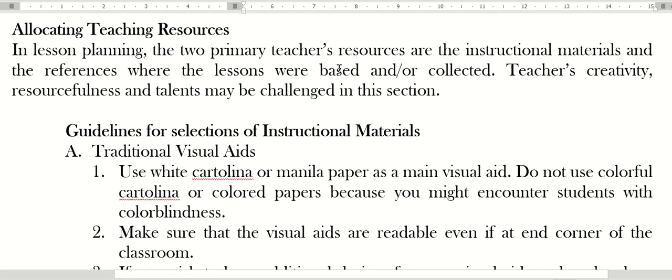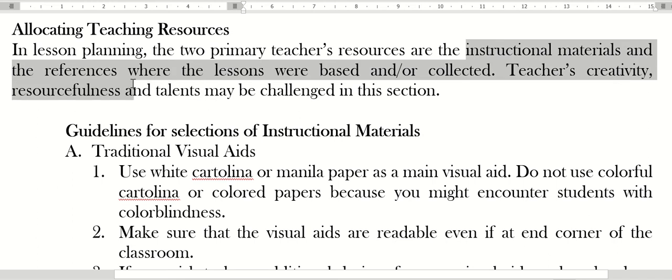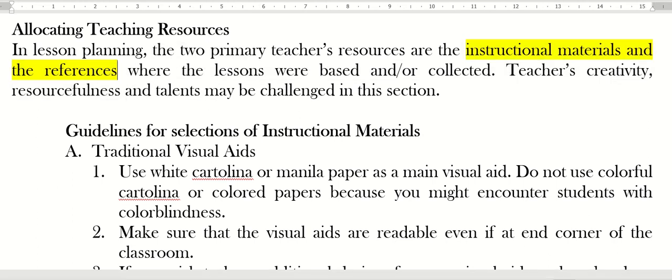Now the second one is allocating teaching resources. So it is under learning resources, which might include instructional materials and your reference. So in lesson planning, the two primary teachers' resources are the instructional materials, like what I have said, and the reference, where the lessons were based and or collected. So it is very significant because teachers' creativity, resourcefulness, and talents may be challenged in this section. So these are the guidelines for selection of your instructional material.